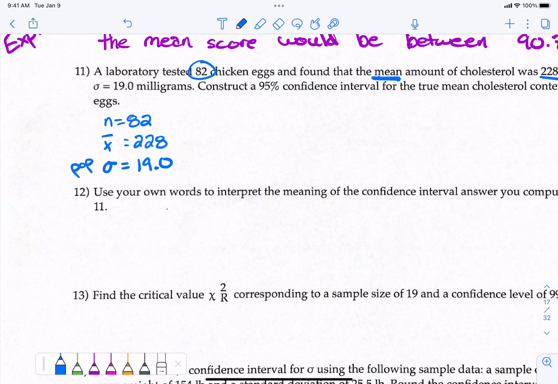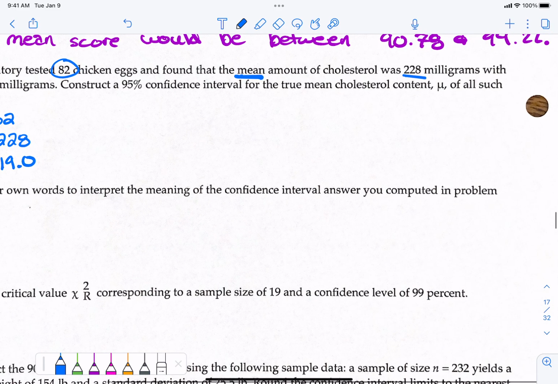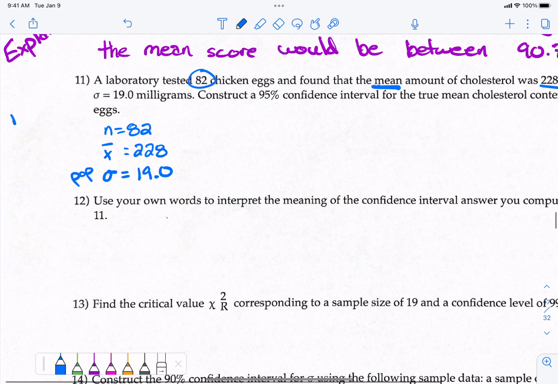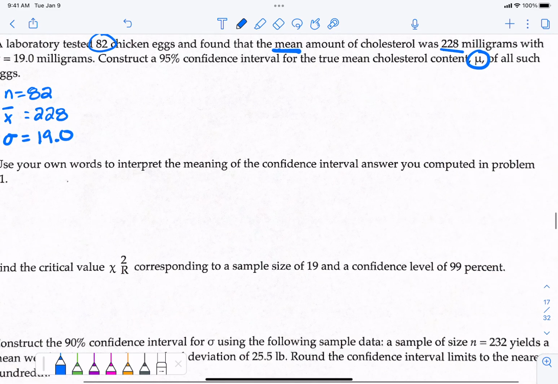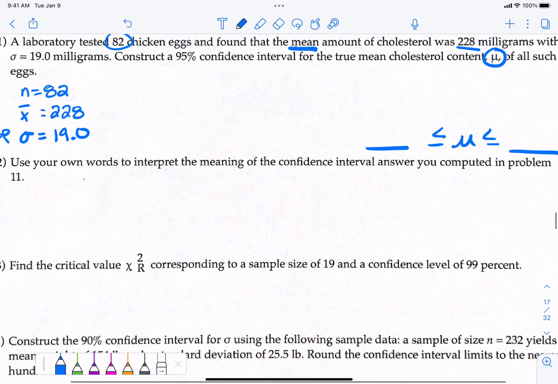It's not S, it is, in fact, sigma. Construct a 95% confidence interval for the true mean cholesterol content mu. What is mu? Average. So we're doing a mean, which means we are doing 7.2 stuff. On your yellow sheet, 7.2, we need the first one. We are ultimately trying to find this guy and this guy. So we need to decide if we're going to use T or Z.